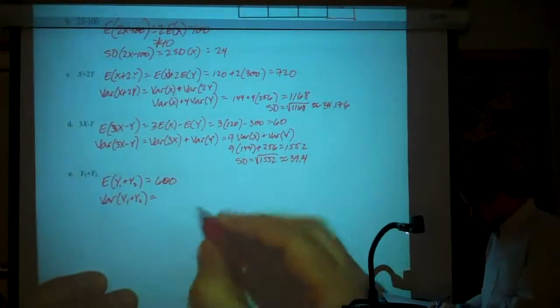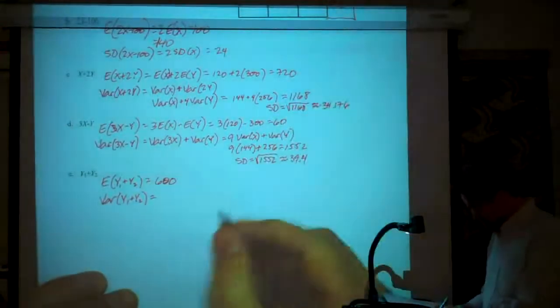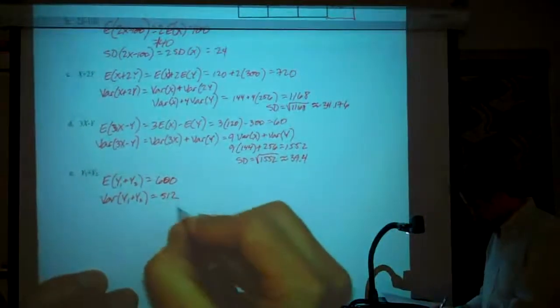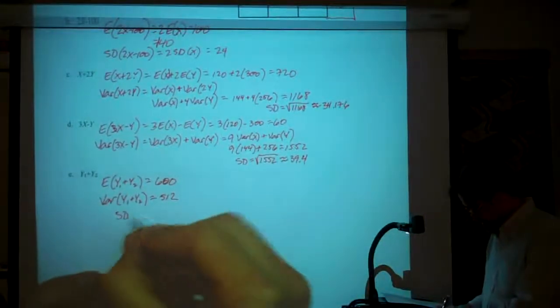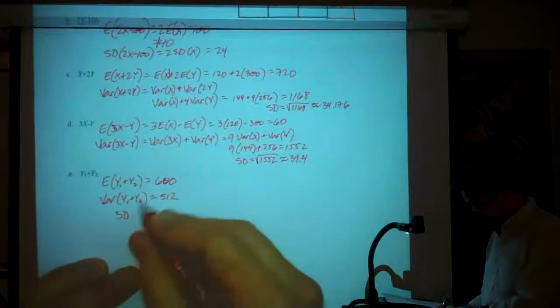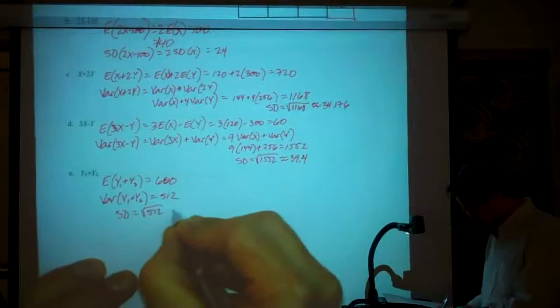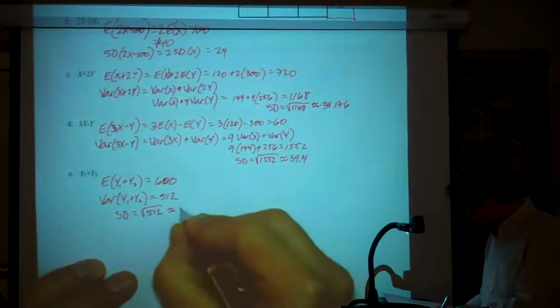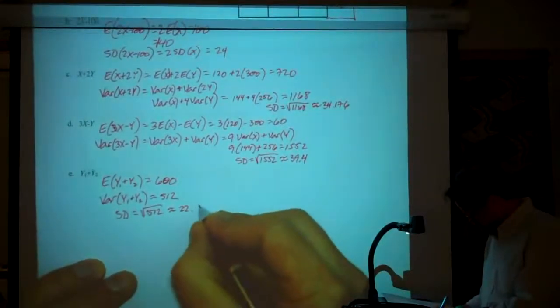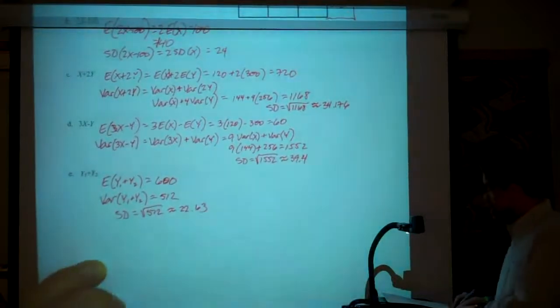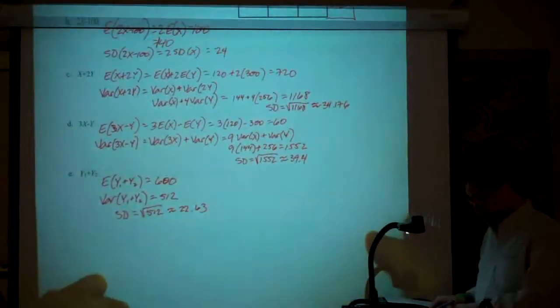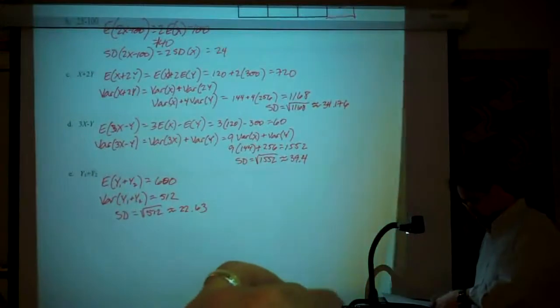And that equals 256 plus 256, which is 512. The standard deviation, have I mentioned yet that the standard deviation is the square root of the variance? Because it is. It's the square root of 512, and that's approximately equal to 22.63. And there we go. Okay? Let's go to the next problem.